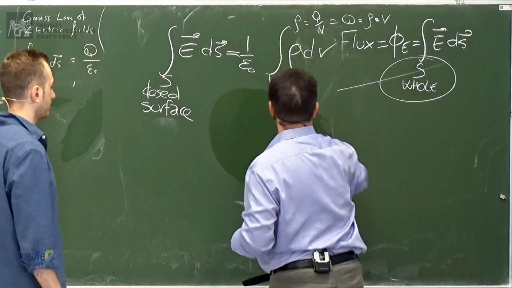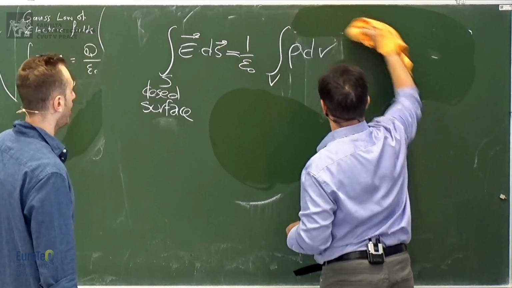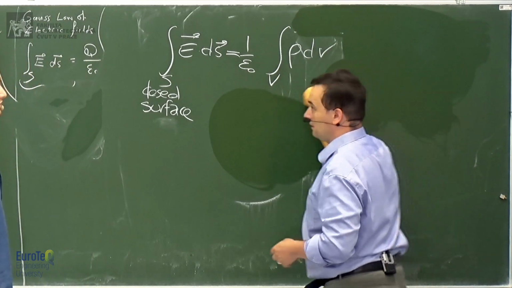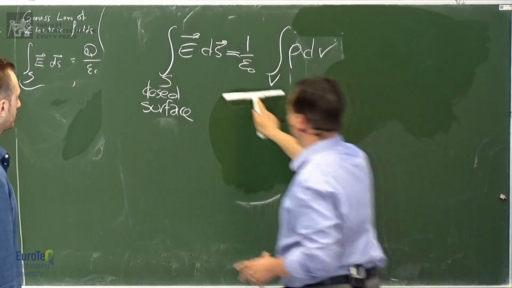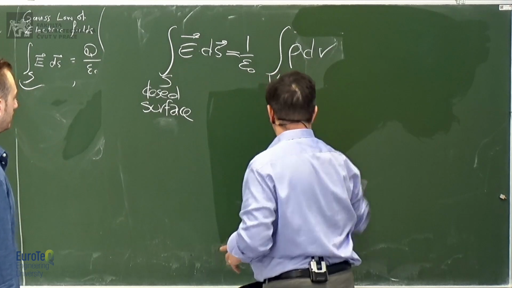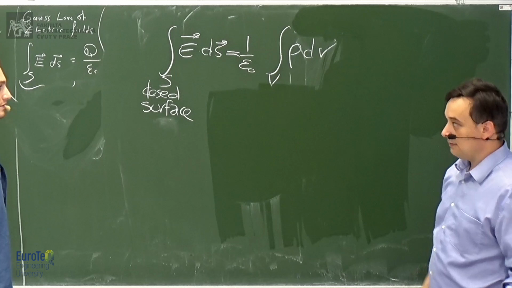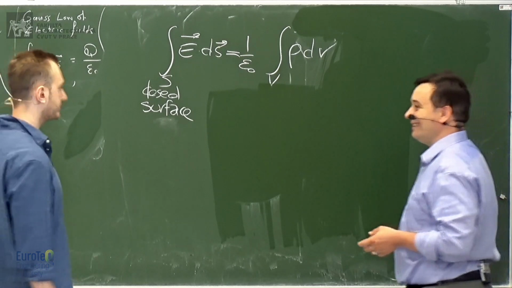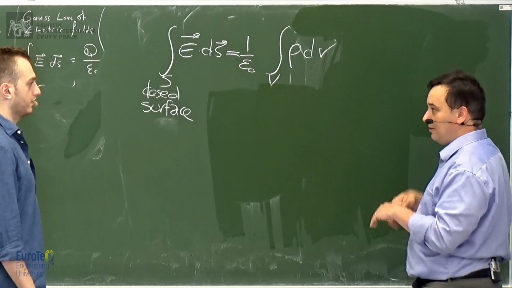Now, why did I write this equation like that? Not just because I like to write. Because we're getting to the differential form of Maxwell's equations. Exactly. This is the integral form. The integral form is for nice areas, spheres, cylinders. No, any sphere, any shape.